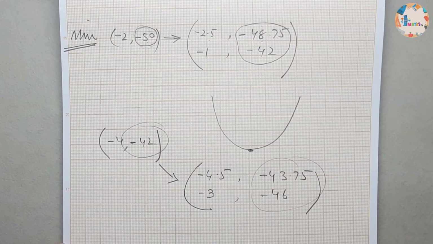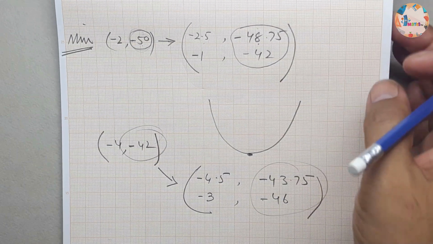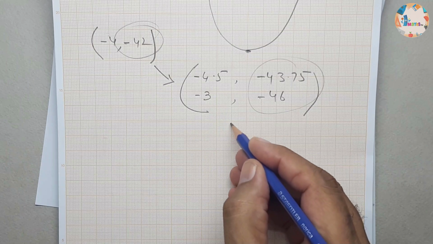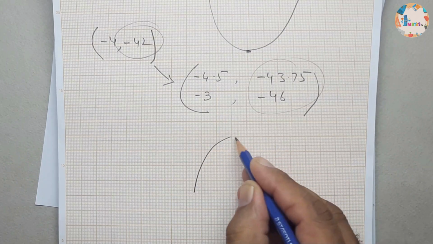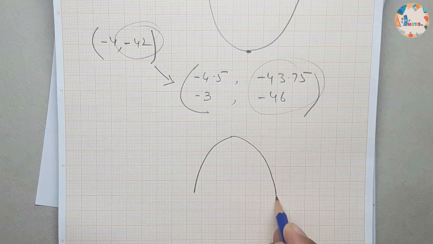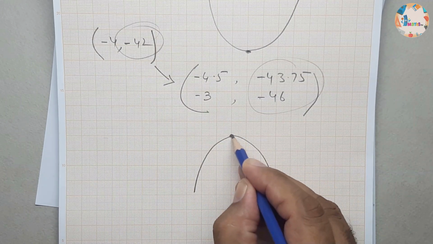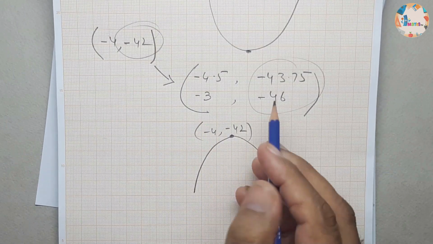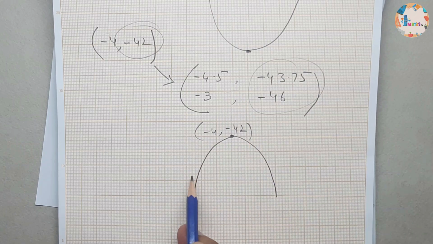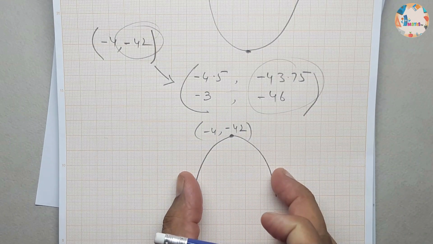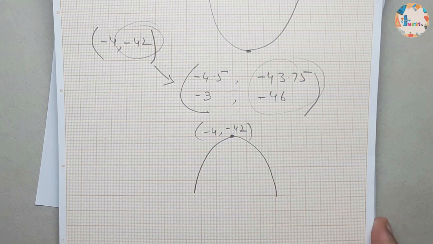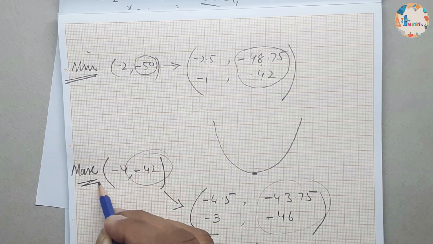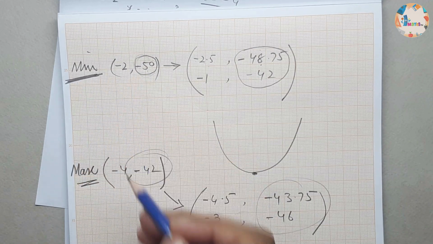It means if we plot this curve, and if I move this a little further, it will be opening downward like this one. So this point minus 4 and minus 42 will be above, and these points will be on the lower side on these two sides. So this point is the maximum point or maxima. So this is the maximum point and this is the minimum point.